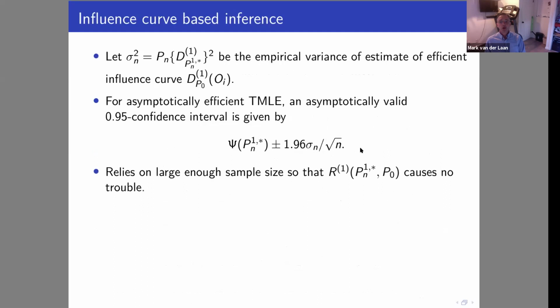Now, inference follows. Once your estimator behaves like a sample mean, you can calculate a Wald type confidence interval. You compute the sample variance of your influence curve, which is this canonical gradient, and you get your natural confidence interval for free. So that's not any extra work.